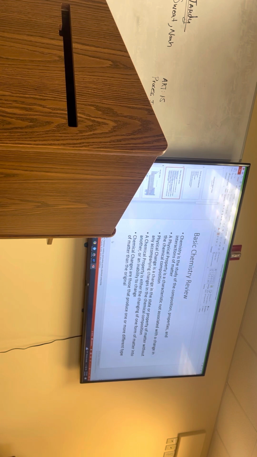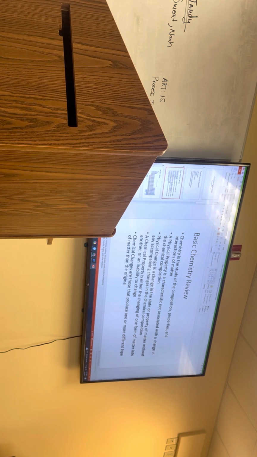Physical property examples: density, color, hardness, melting and boiling points, and electrical conductivity. A chemical property is either the changing of one form of matter into another or an inability to change. These are things that are inherent to whatever piece of matter you are dealing with. Chemical property examples: flammability, toxicity, acidity, and other reactions.